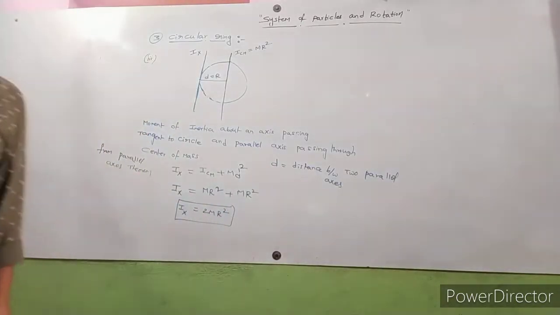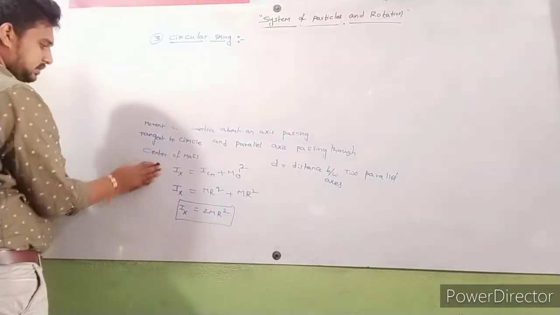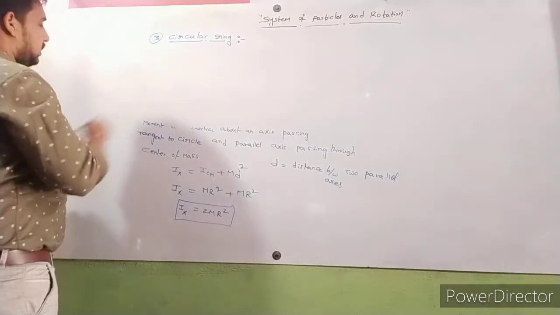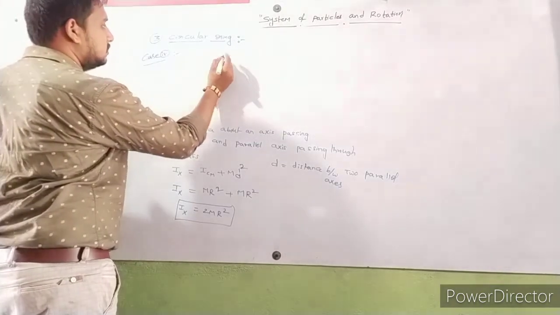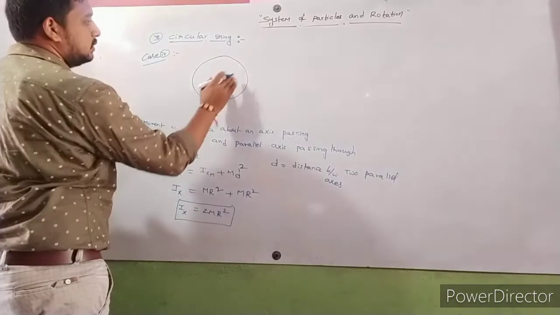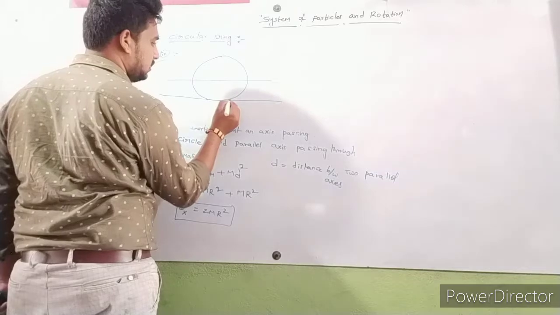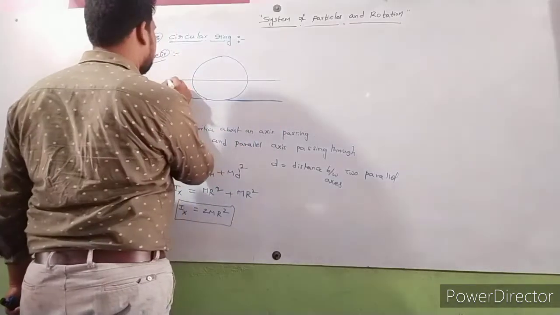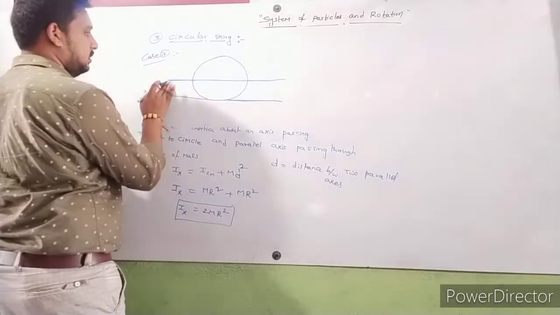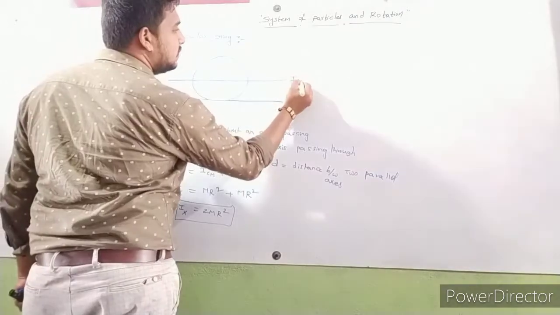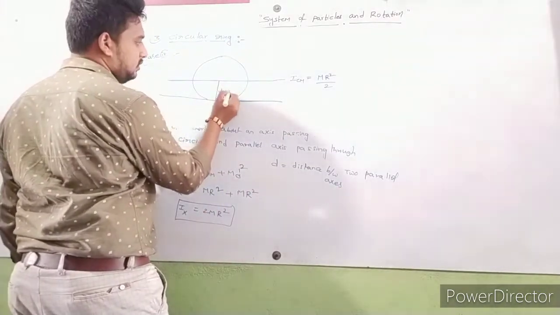Next we will consider case 4. So this is an axis, and this is ICM, which is equal to mr square by 2. So this distance d is equal to r.